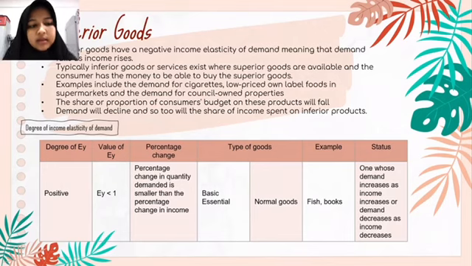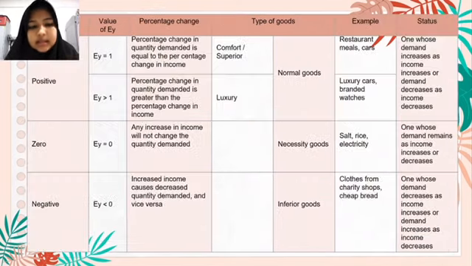Degrees of income elasticity of demand have three types: positive, zero, and negative. For positive, demand increases as income increases, or demand decreases as income decreases, and it is for normal goods. Normal goods are divided into three types: basic or necessity, comfort or superior, and luxury.